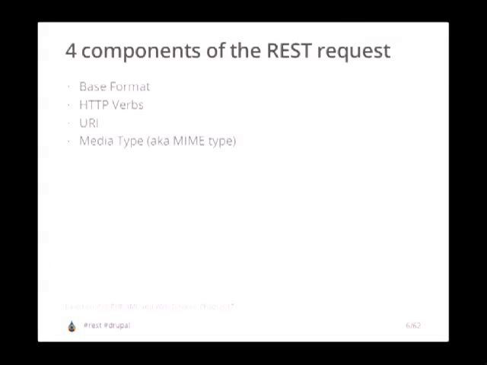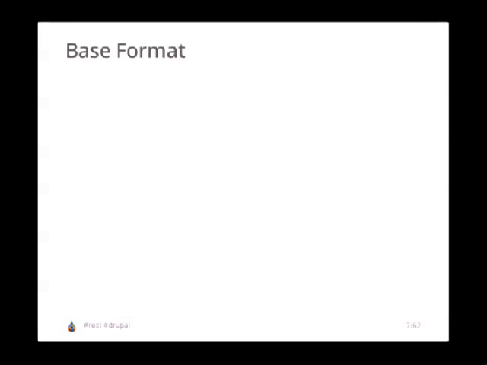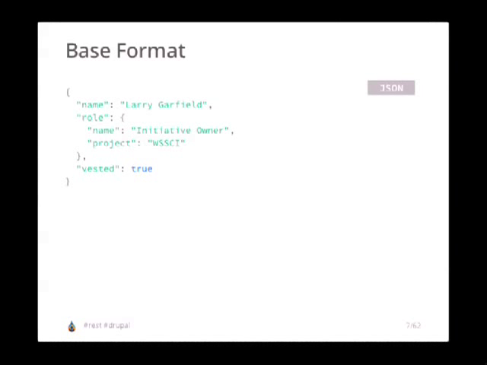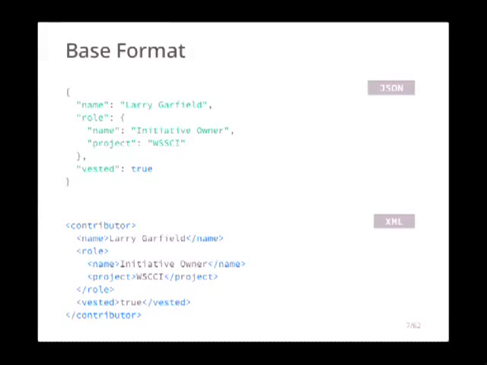So let's go over the 4 basic components of this really simple request. There's the base format, the HTTP verbs, the URI, and the media type, also sometimes known as the MIME type. So the base format, I'm sure you're all familiar with base formats. For example, JSON is an example of a base format. XML is another example. It's basically just the way that you take information and put it into a string that can be sent along the network.